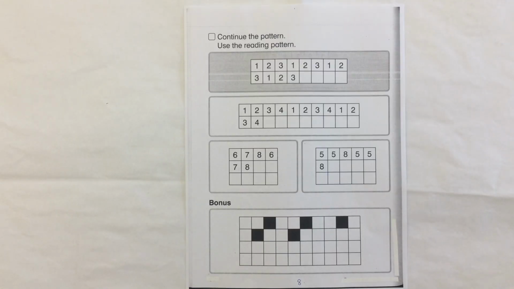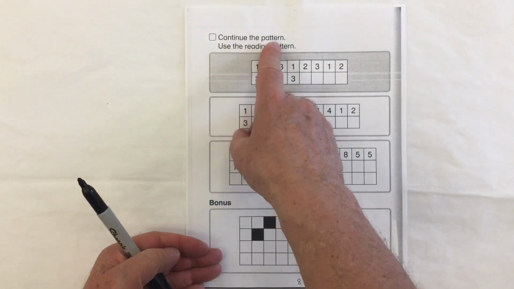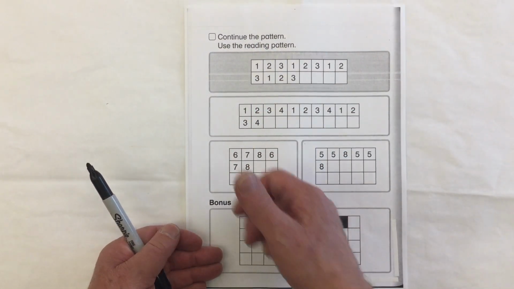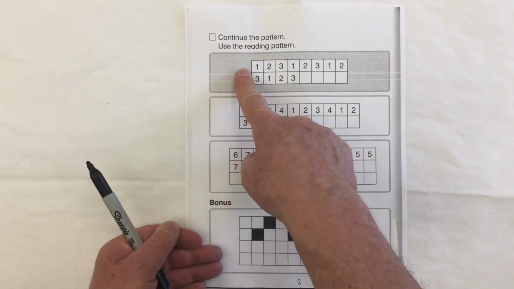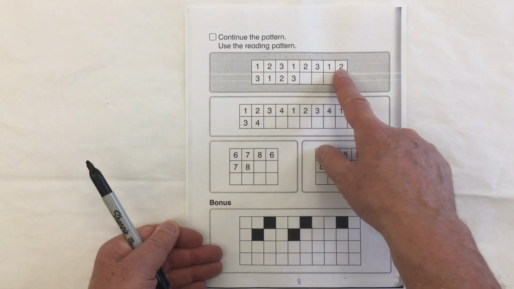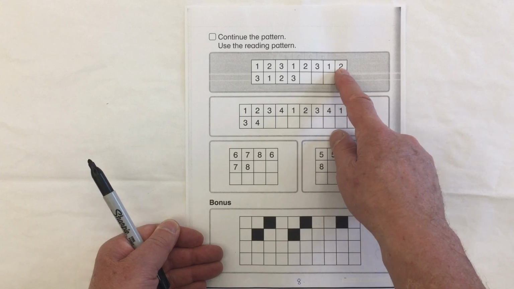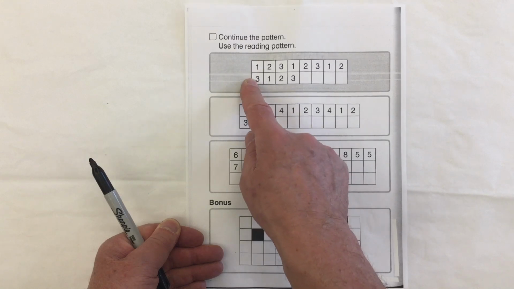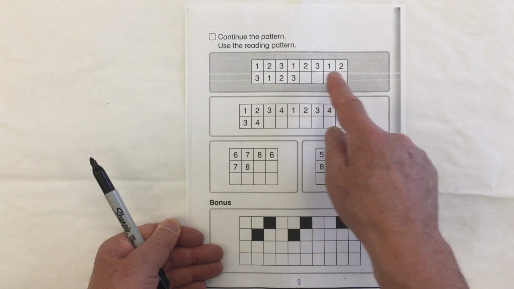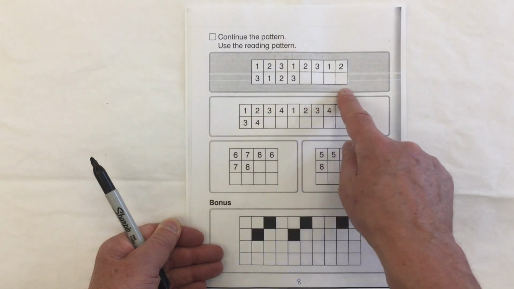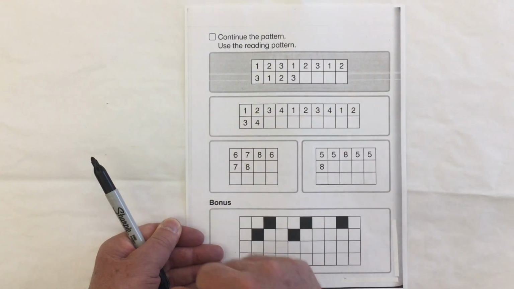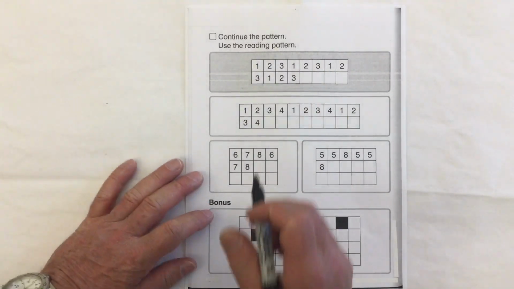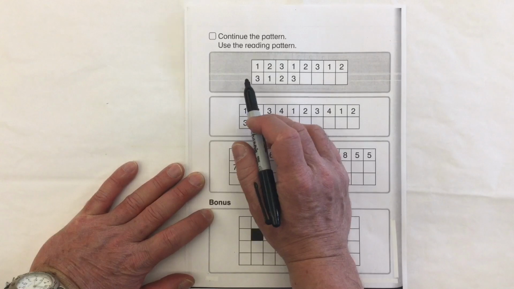Here we have a worksheet on patterns, and it says, continue the pattern, use the reading pattern. By reading pattern, what it means is we start on the left and read across the page. When we get to the end of the line, just like in a book, we go down to the next line and back over to the left. Luckily our patterns only have 2 or 3 lines to go across. So let's take a look and continue with the pattern.